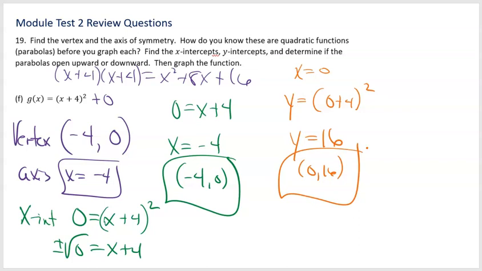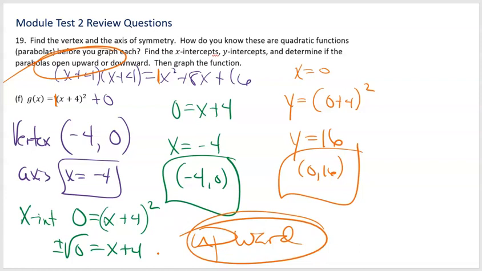By the way, does this open upward or downward? Well, we know it opens upward because there's a 1 in front of this x plus 4 squared. Or if you looked at it here, there's a 1 right there. Positives open upwards, negatives open downwards. So this opens upward.